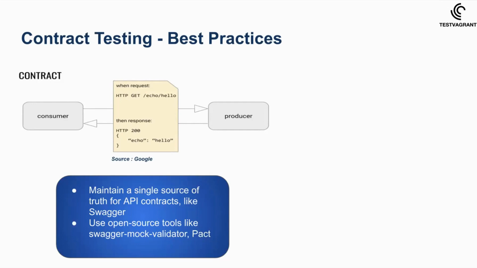So contract testing would mean that you need to have some tools which create an API contract and put it as a single source of truth. For example, Swagger. So Swagger is a tool which will help you create your API documentation based on the code itself.